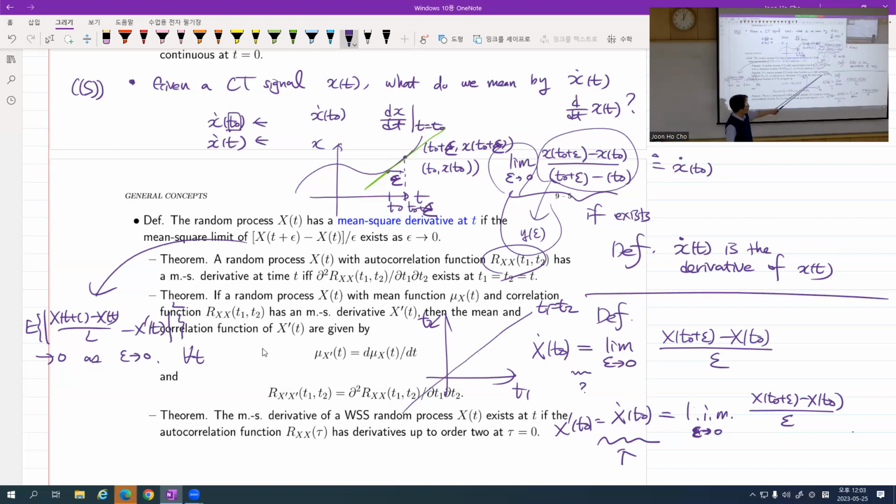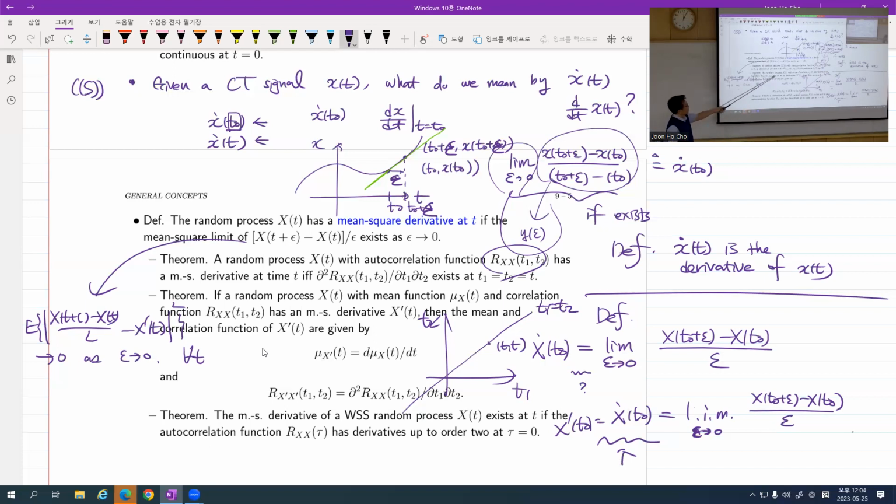What? If this autocorrelation function is differentiable at that (t, t). Got it? And also, you have some other results. Okay, just a second.